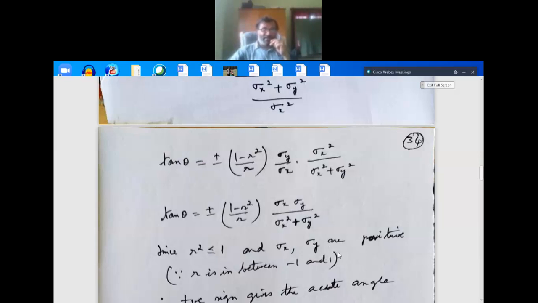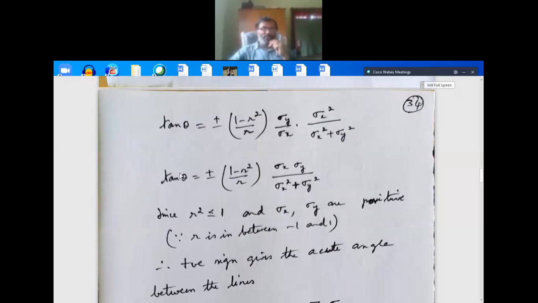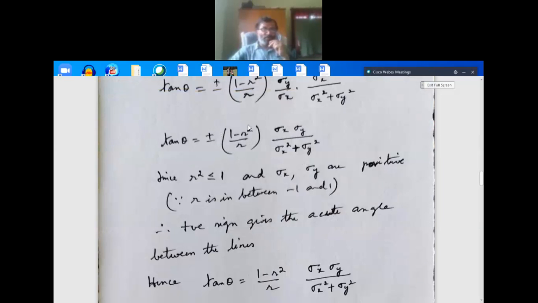And sigma x and sigma y are taken positive here. The standard deviation of x and standard deviation of y is always taken positive for regression lines. We take it positive here in this particular case. Positive sign, because negative means we want the acute angle. So the positive sign gives the acute angle between the lines. Therefore, this is also positive, and r squared is less than or equal to 1. These are all positive, so we get a positive sign only here.